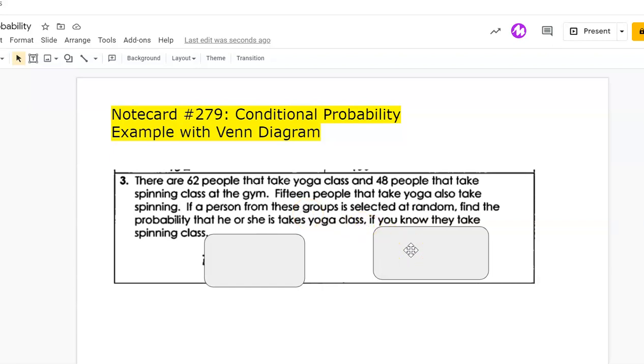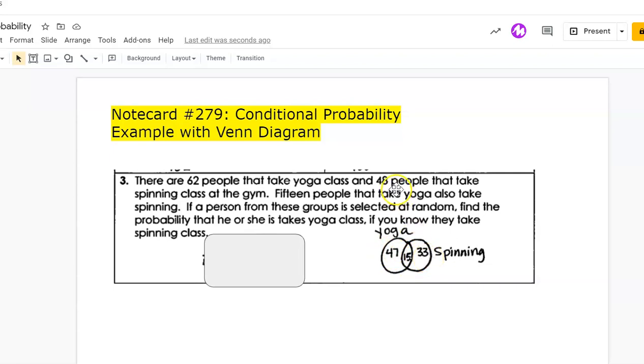If a person from these groups is selected at random, and so on. So I want to show you first this right here. When you have a joint, like somebody plays soccer and does track, and you have some that don't do one or the other, that, like I said, begs a Venn diagram. So here's a Venn diagram. 15 goes in the middle because 15 people do both yoga and spinning.